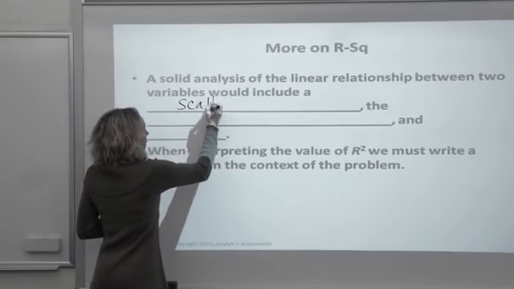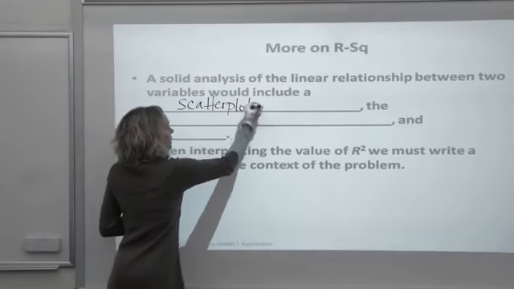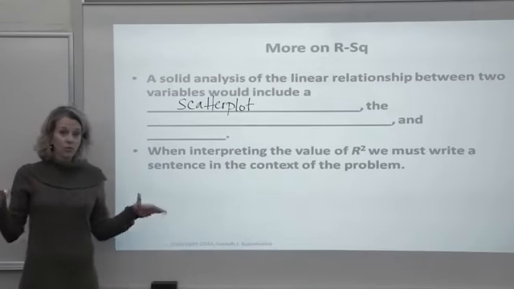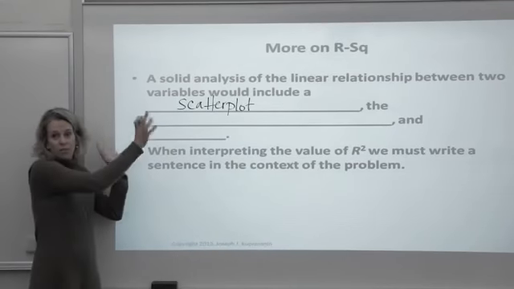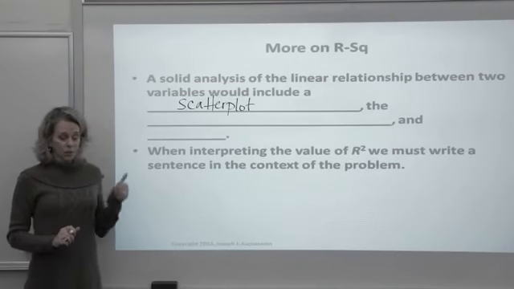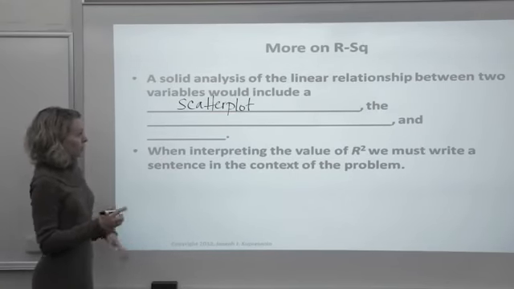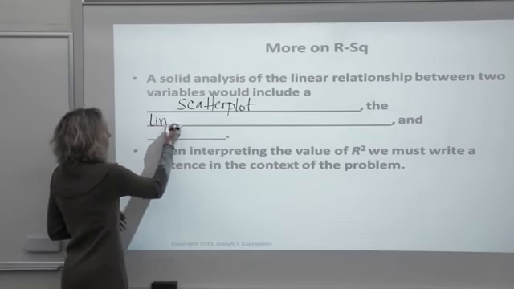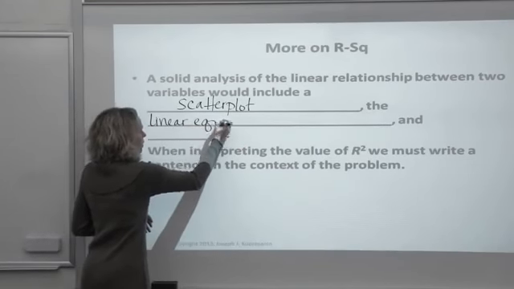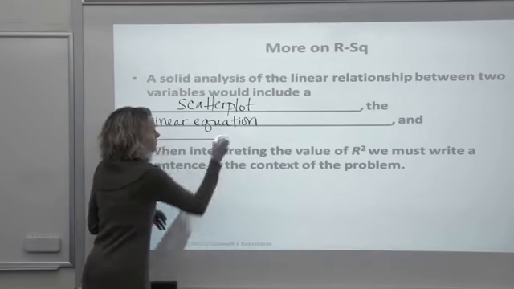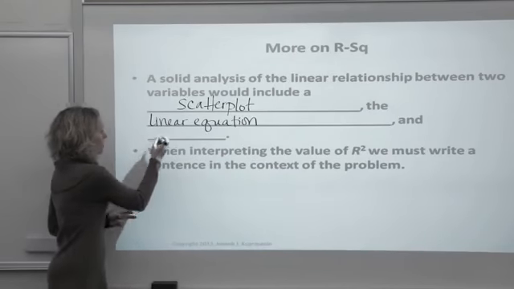If your scatter plot between your two variables is not linear, if it's curved or shows no relationship, then all this other stuff doesn't mean anything. So don't forget to start with your scatter plot. If your scatter plot looks good, then we would include a linear equation as part of our analysis, as well as R squared.